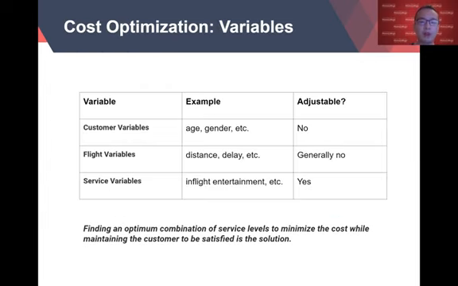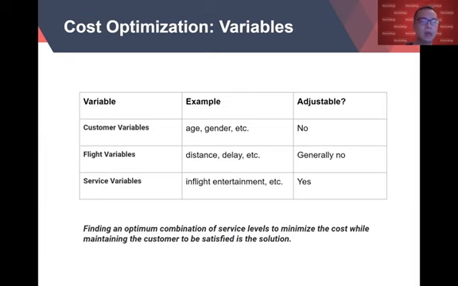After we have finished our model training, let's see how we can add value for airlines using our model. Based on the variables included in the machine learning algorithm, we can classify variables into 3 different categories. The first one is customer variables. Every customer has their own set of customer variables, such as age and gender, and these cannot be adjusted by the airlines. The second is flight variables. Every flight has its own set of flight variables, such as distance and delay. These are generally fixed and cannot be adjusted by the airline in a short time.